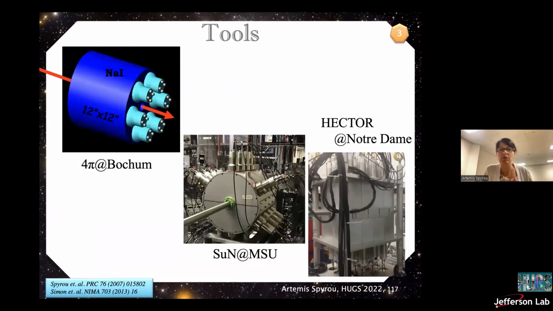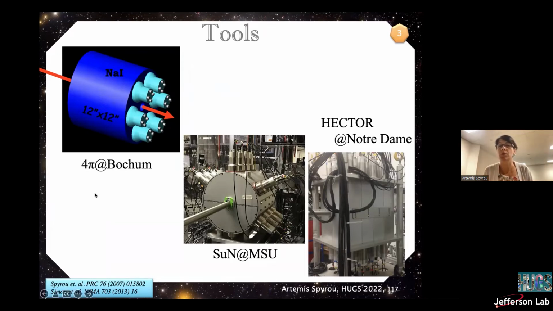These are some examples of detectors that use this technique. They're still pretty compact. Just to get a sense of size, this detector here, SUN, is 16 inches in diameter and 16 inches in length. So it's not a very large detector, but it weighs 750 pounds. It's a very compact, very dense detector, so it's appropriate for measuring gamma rays with a high efficiency.